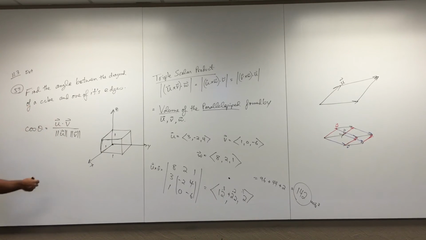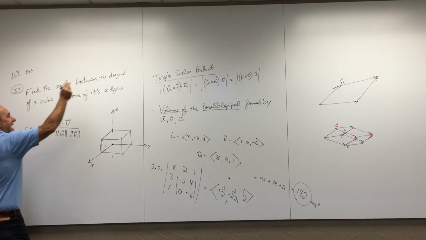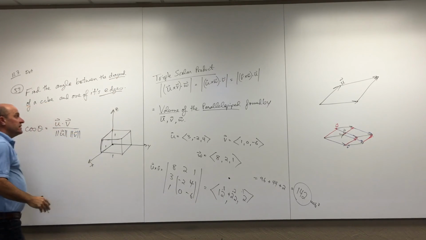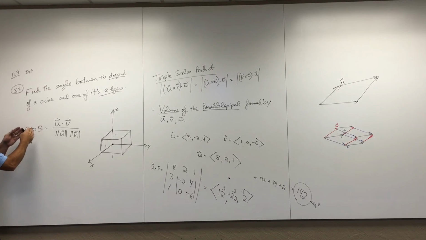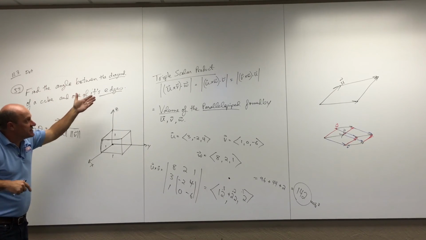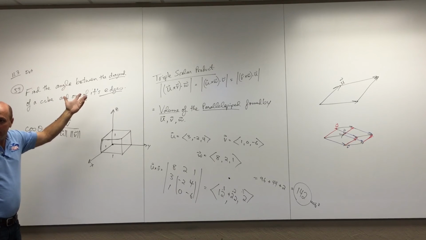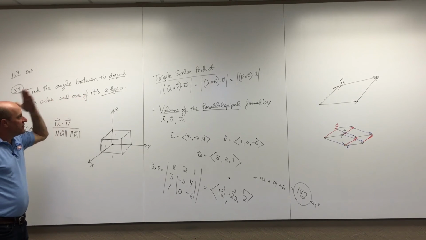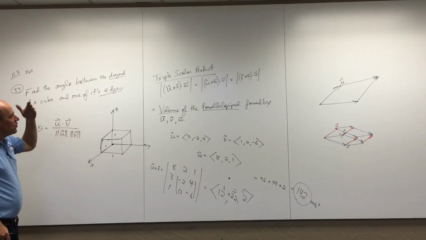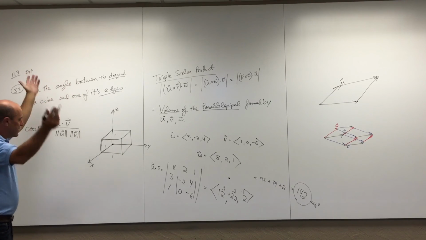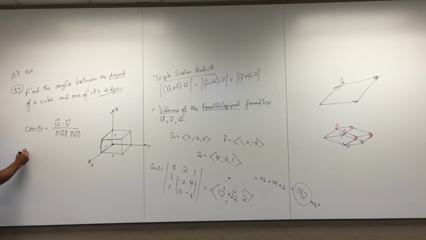So I need the angle between the diagonal and one of its edges. But I have this formula for the angle between two vectors, so I need to think of the diagonal and the edges as vectors. That's not a huge stretch. Can you tell me, with this cube, what would be the diagonal written as a vector? Very easy. 1, 1, 1.